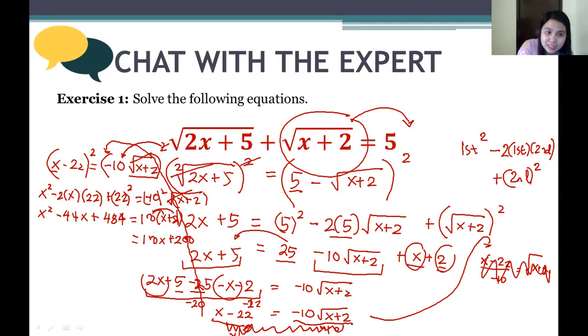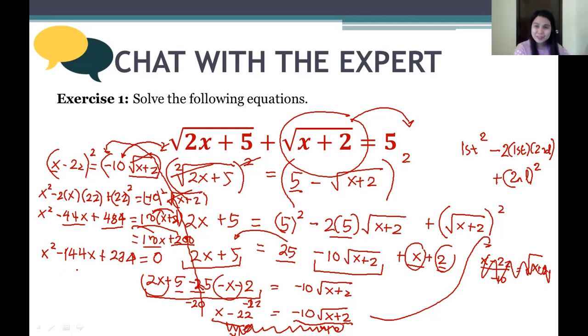Let's transfer this to the other side. So we now have x squared minus 44x minus 100x. That's negative 144x. 484 minus 200. That's plus 284 equals 0. We now have a quadratic equation again.